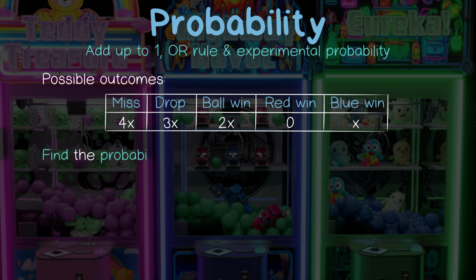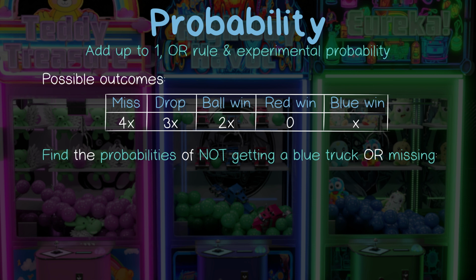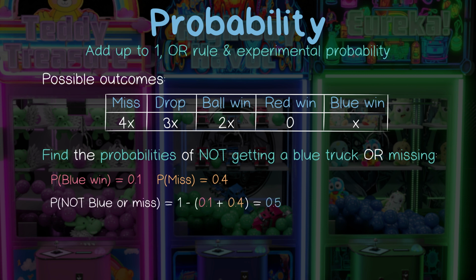To find the probability of not getting a blue truck or missing with our grabber, so 2 events this time, we will first find the probabilities of getting a blue truck and missing, and then we will subtract the sum of those probabilities from 1. So P not blue truck or miss is 1 minus the probability of both of them happening. This was given to us as x for our blue truck and 4x for missing. And we know that x is represented by 0.1, so we have to subtract 0.1 and 0.4 from 1, and that gives us a half, or 0.5. So the probability of not getting a blue truck or missing with our grabber is 1/2, or 0.5.